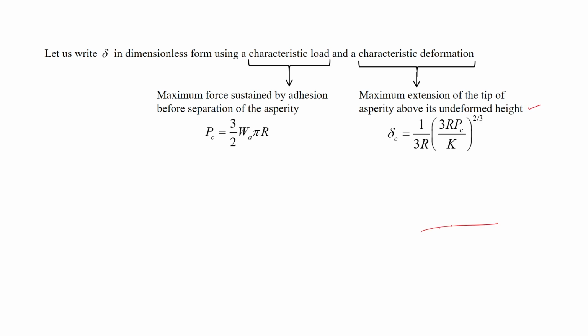So, basically what it means is that this tip is there and then this plate from the top is there. Now they are in contact and you are trying to pull it off. So, before this tip and this plate debond, the amount of extension that happens, that is this delta C basically.